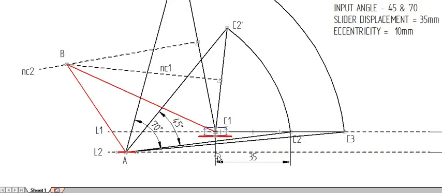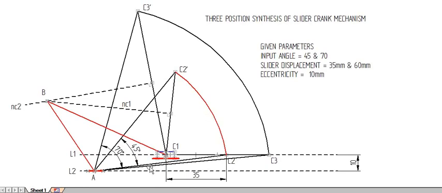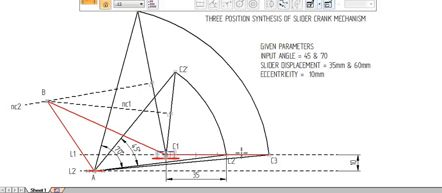A, B and C1. So here the assumptions are taking point A and taking point C1. And one more thing, you have to show this dimension also. 60, that is the distance from C1 and C3. So all the dimensions in the question should be shown in the figure.